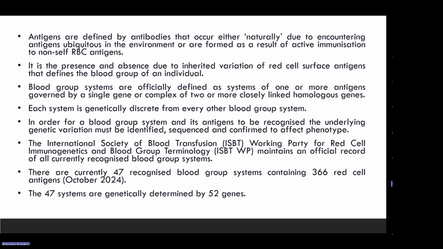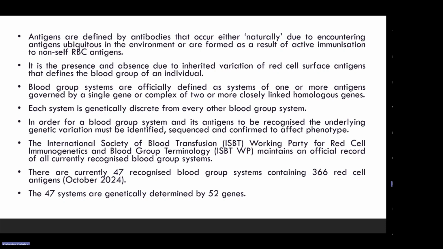So we say that antigens are defined by antibodies that occur either naturally due to encountering antigens that are numerous in the environment, or they are formed as a result of active immunization to non-self red blood cells. So you can also define the antigens by identifying their antibodies. It is the presence or absence of this antigen, due to inherited variation in red cell surface antigens, that defines the blood group of an individual.